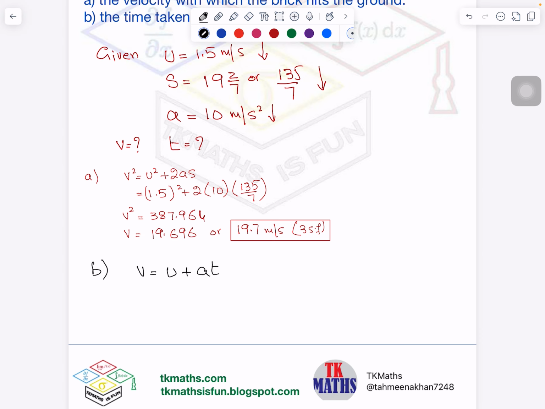Now, I will use the actual value up to 4-5 decimal places. Never use the rounded off final value to calculate the answer of the next part. So 1.5 plus 10T. Now pick up the calculator. T is equal to 1.819 seconds, which is equivalent to 1.82, because you have to write the answer in 3 significant figures, right?